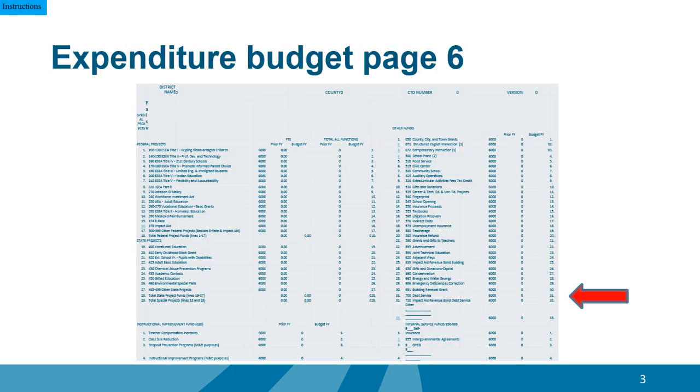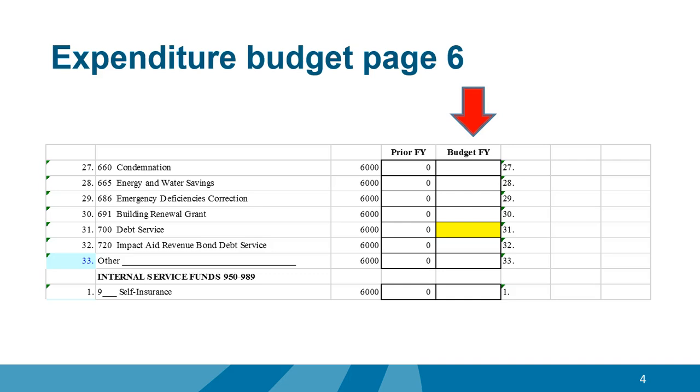This is a snapshot of page 6 of the fiscal year 2016-17 expenditure budget. Page 6 contains numerous funds for the district to include budgeted expenditure figures for. You will find the debt service fund in the lower right-hand side of the page in line 31. Here is a closer view of the debt service fund on page 6 of the expenditure budget. Today we are addressing how to determine the appropriate amount to report in the budget fiscal year column.